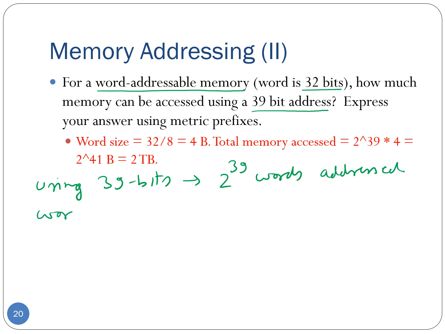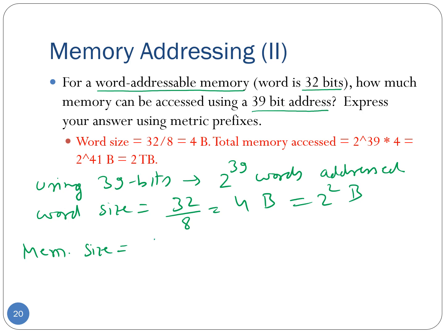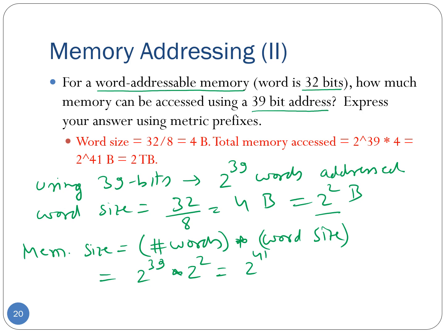Okay, now word size is 32 divided by 8, which is simply 4 bytes or 2 square bytes. Okay, so the memory size would be the number of words multiplied by the word size. Okay, so number of words is 2 to the power 39 and the word size is 2 square, so this is 2 to the power 41 bytes, which is basically 2 to the power 2 multiplied by 2 to the power 40 bytes. Recall that 2 to the power 40 is actually 1 tera. Okay, so this basically becomes 2 terabyte.